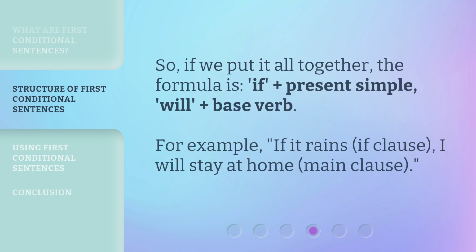So, if we put it all together, the formula is: if plus present simple, will plus base verb. For example, if it rains, (if clause), I will stay at home (main clause).